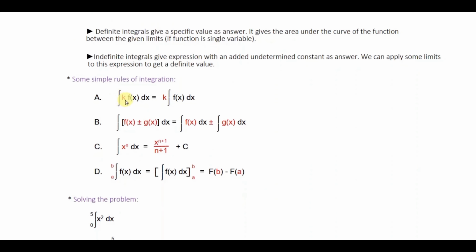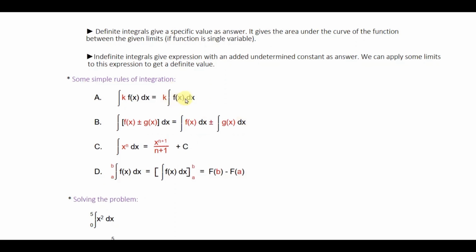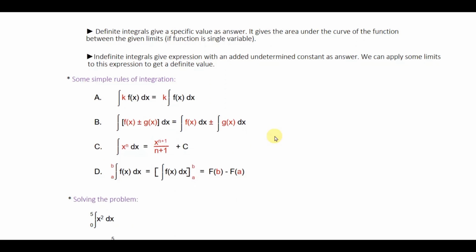Now let us learn some simple rules of integration. If we are calculating the integration of a constant multiplied by a function, dx, then we can take the constant outside of the integration and the answer will be the constant multiplied by the integration of that function. The second formula is, if we have the integration of two different functions, then we can individually calculate the integration of those functions and add or subtract them according to the question. The third formula is for the integration of a polynomial function. We have x raised to some power n, and its integration will be equal to x power n plus 1 upon n plus 1, plus c, that is the undeterminable constant.